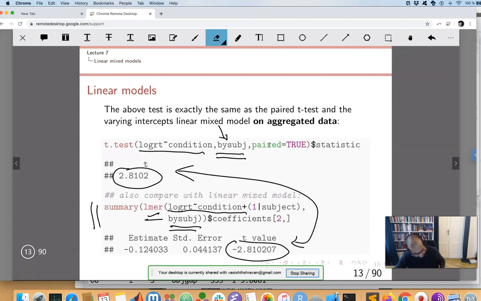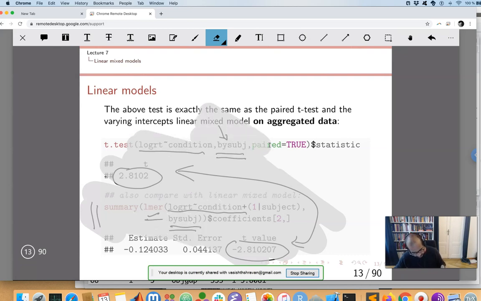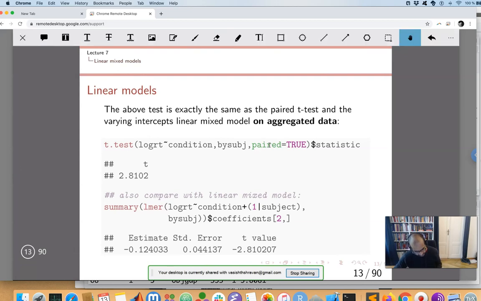rewrite everything neatly. Okay, so let's get back to it. If you just concentrate on this piece of code here, this part of the code in the lmer function is just a simple linear modeling code that we've seen before. The only new thing here is this part, where I've added one vertical bar subject.